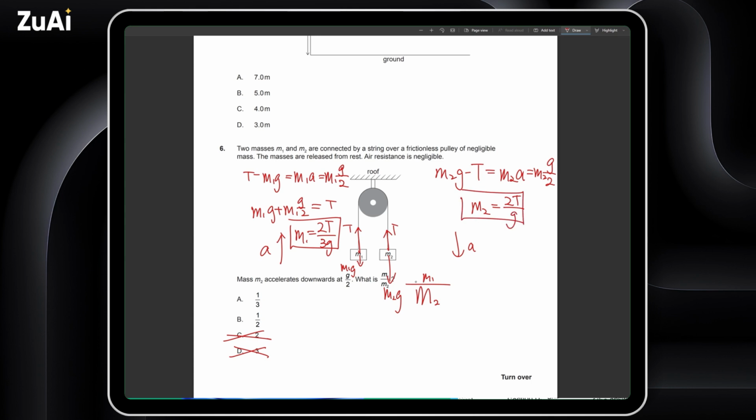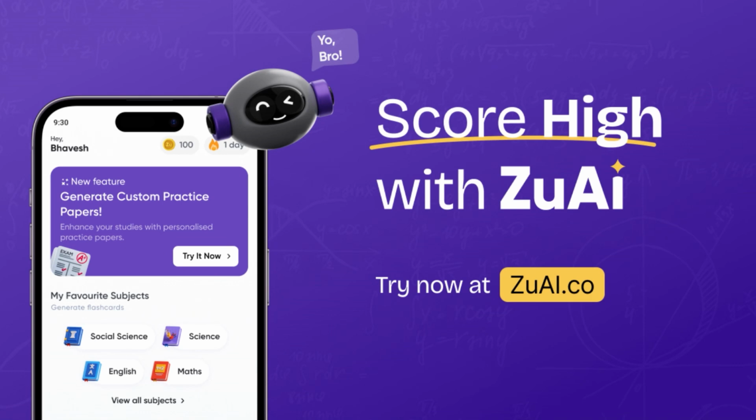Lastly, you put these two, M1 and M2, together as a fraction. You have M1 over M2. So you have 2T over 3g divided by 2T over g. This is 1 over 3. The answer is A.